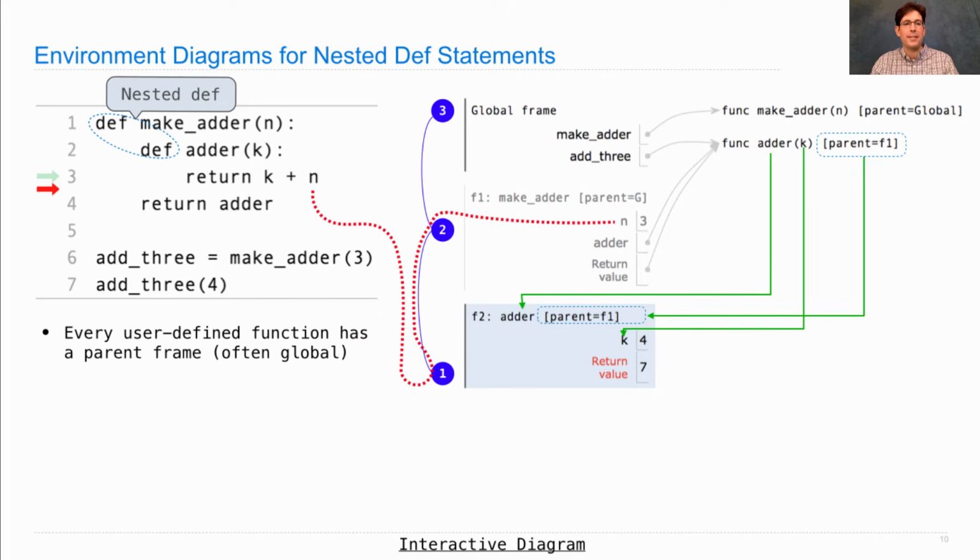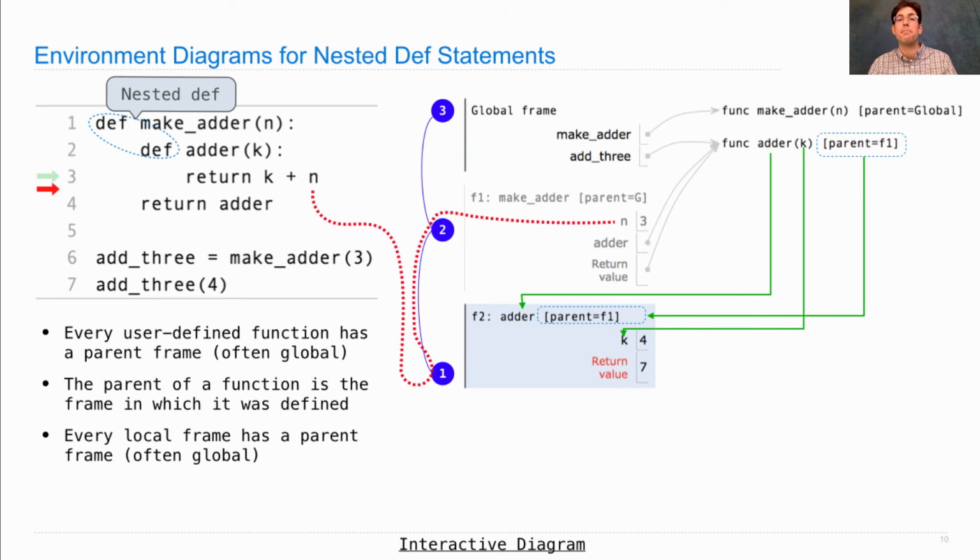Okay, so what are the key points? Every user-defined function has a parent frame. In all the other examples we've seen, it's the global frame. But when you have a nested def statement, it won't be. The inner def is going to have the frame of the outer def's function call. The parent of a function is the frame in which it was defined or created.